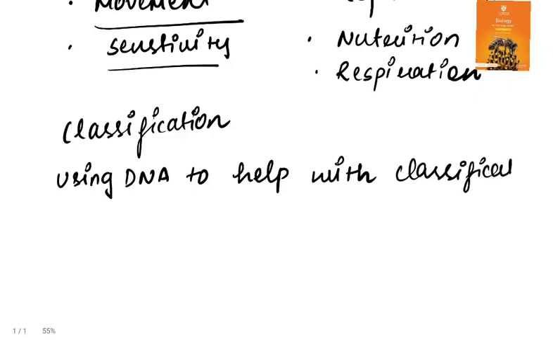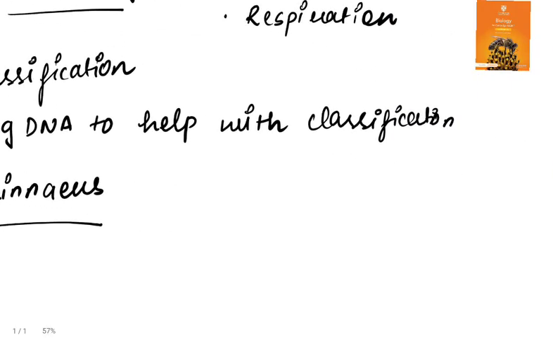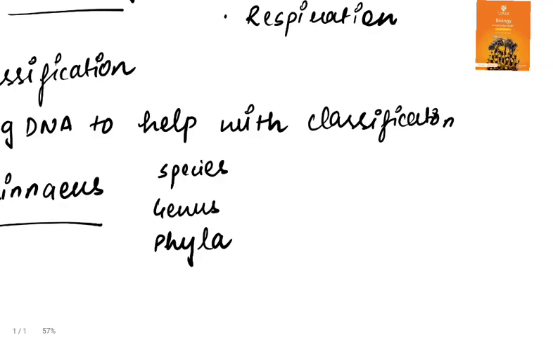See, in the classification system, what happens? The first person to classify the organisms was Linnaeus. And what he did, he divided the things like this. First of all, species. Then comes the genus. You can see genera also somewhere it will be written. Then comes families, phyla and kingdoms.